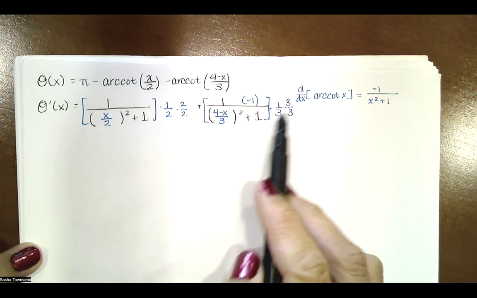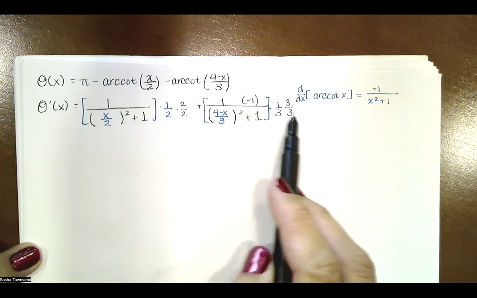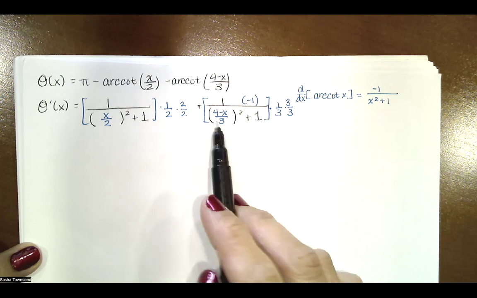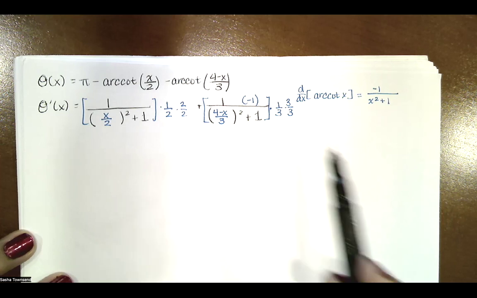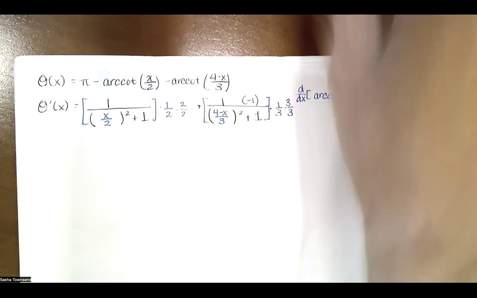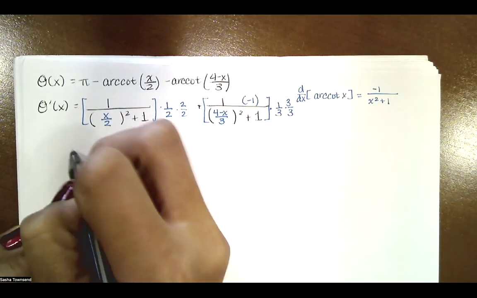And when we do that, we'll have a 3 over 9 here, and we distribute that 9 to this term and this term, and that 9 will cancel, and we will no longer have that fraction within the larger fraction. So that's our theta prime. We just need to simplify it.